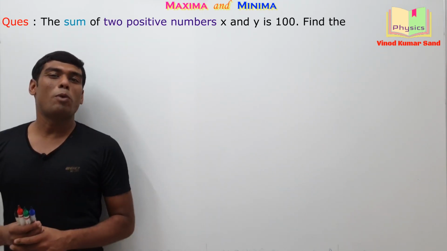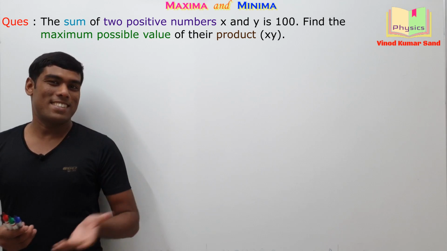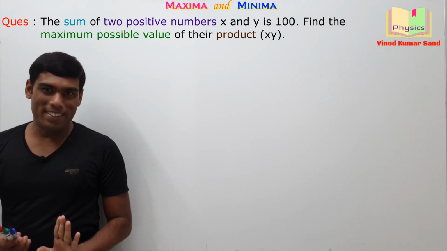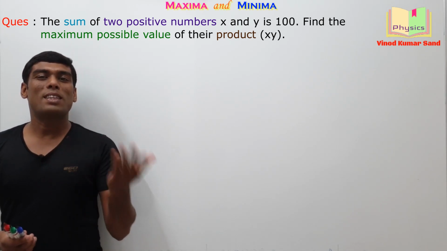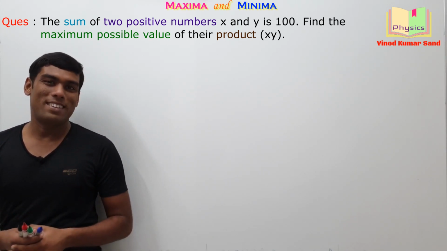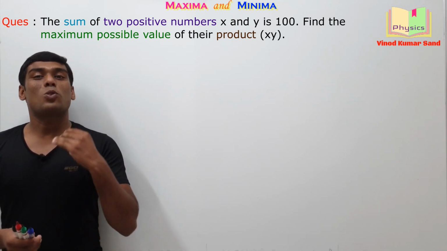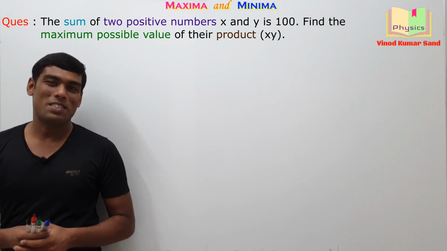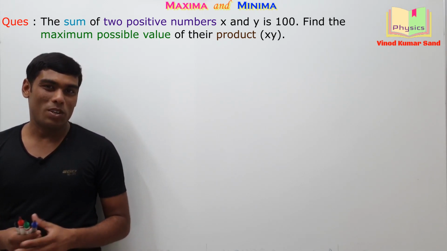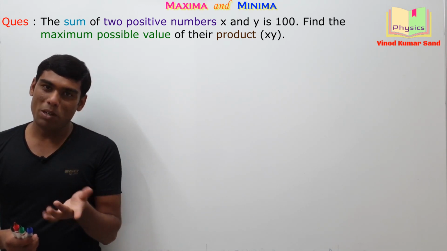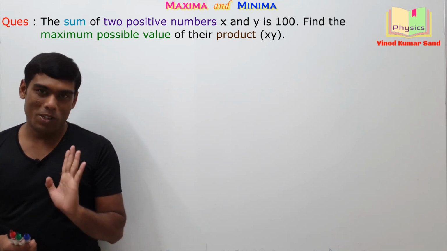The sum of two positive numbers x and y is such that x plus y is always equal to 100. Then you have to find the maximum value of xy. It's a pretty interesting question. You can solve it even without using the pen. You can think of a few values and you'll immediately get the answer. I'll solve this question in two ways. First, I'll use maxima minima and then we'll solve it logically also.